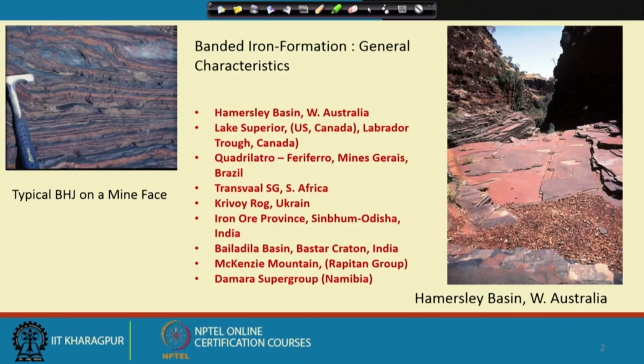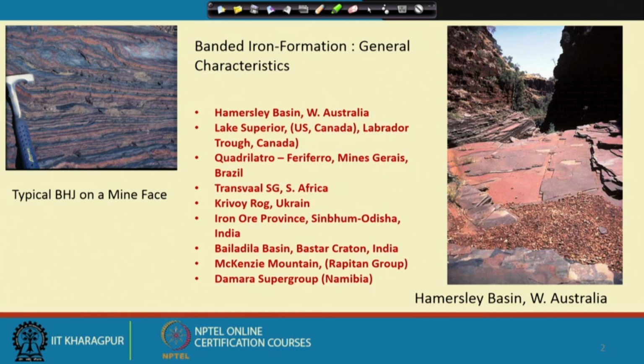On the right is a photograph from the Hammersley Basin in Western Australia, where you can see an iron mine which is quite big, almost constituting a series of hillocks. The left-hand side is an exposure-scale photograph of what is typically known as the banded hematite jasper, and the way they occur and the banded nature is very clear from the photograph.